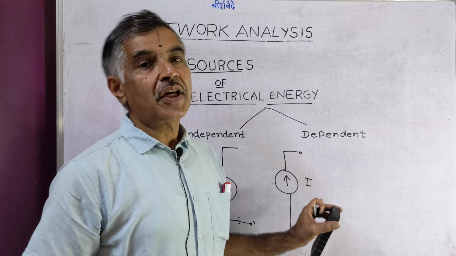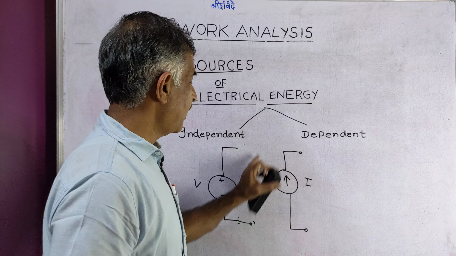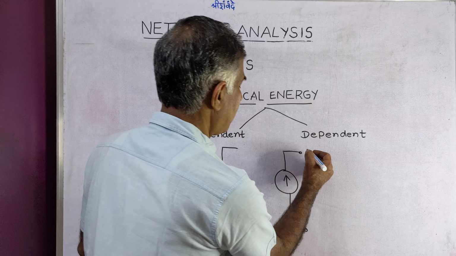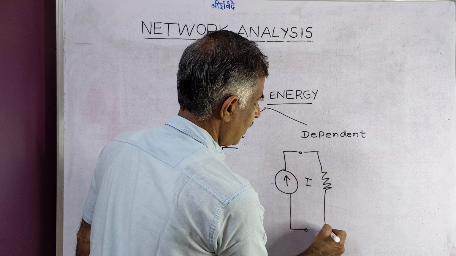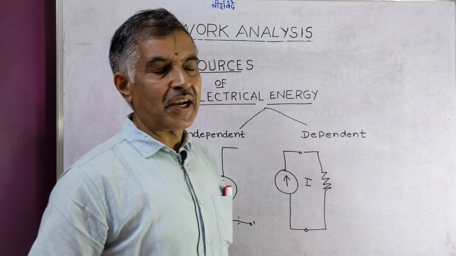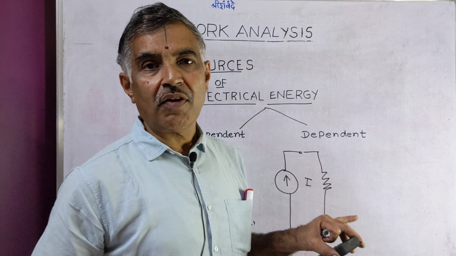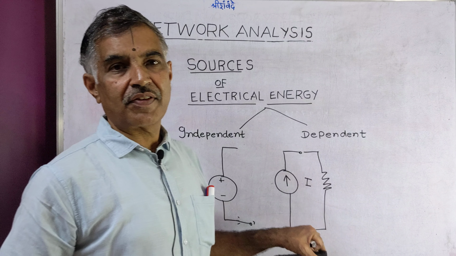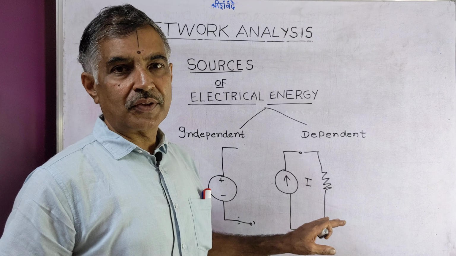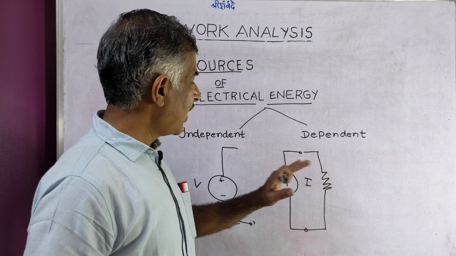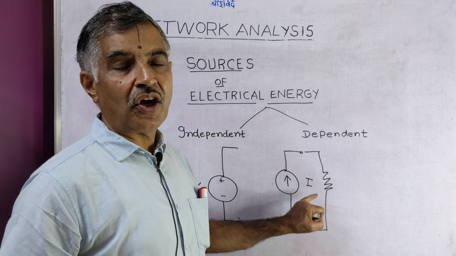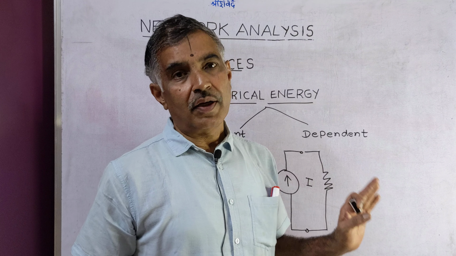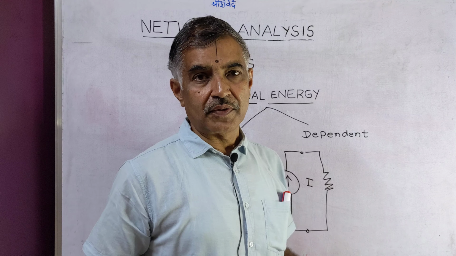Next, the independent current source is represented like this. The arrow points in the direction of current. You connect a resistance of any value here, it doesn't matter. It is going to supply a constant current of I. So I is called the source quantity, which is not influenced by any factor. That is an idealized assumption. Then this is said to be an independent current source.